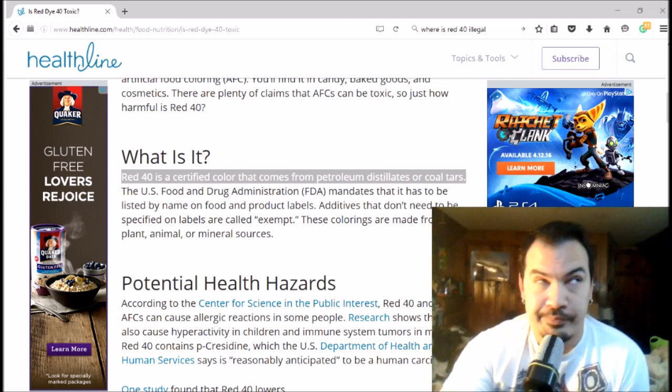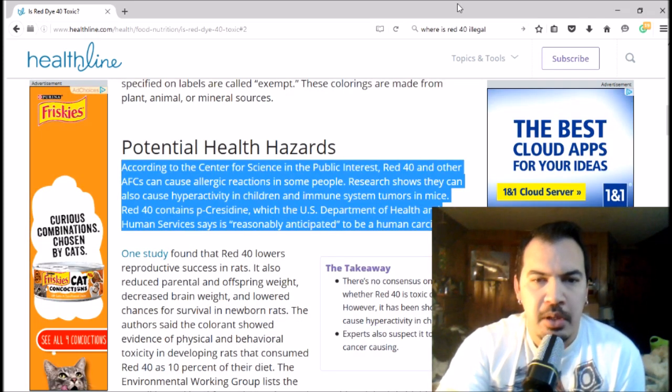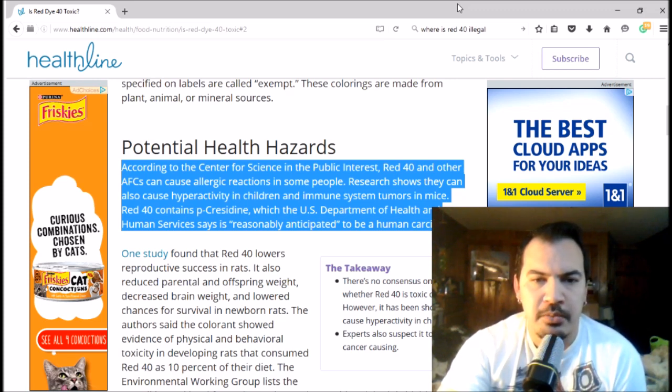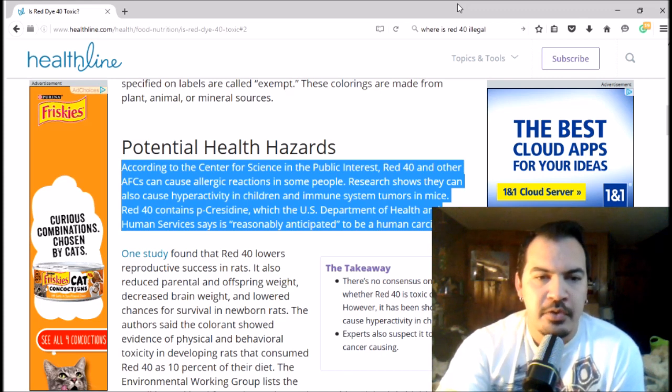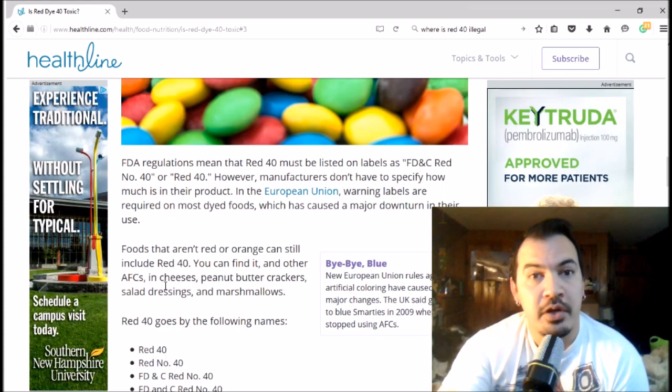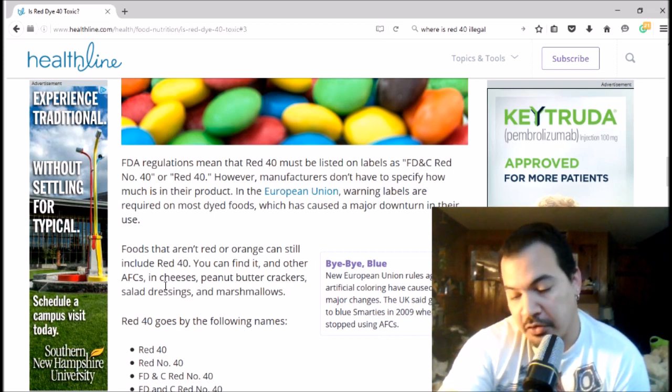But then again, according to the Center for Science in the Public Interest, Red 40 and other ASCs can cause allergic reactions in some people. Research shows they can also cause hyperactivity in children and immune system tumors in mice. Red 40 contains p-cresidine, which the U.S. Department of Health and Human Services says is reasonably anticipated to be a human carcinogen. That is absolutely ridiculous.